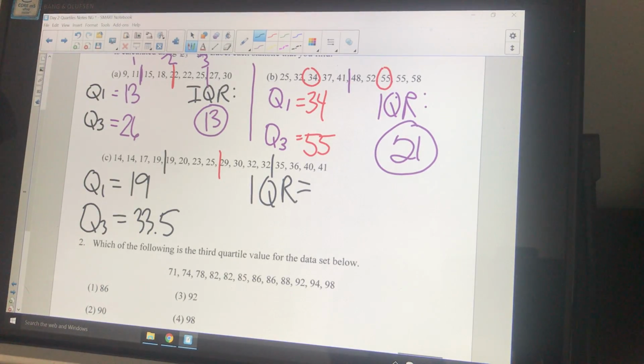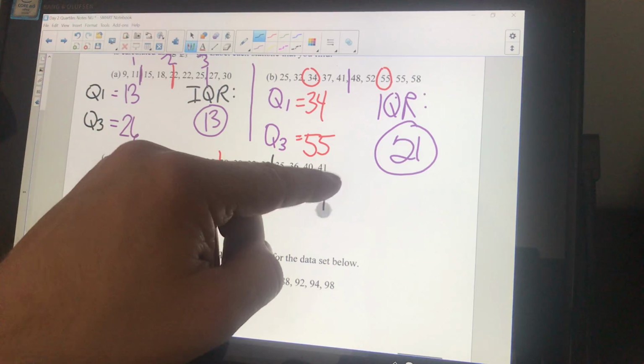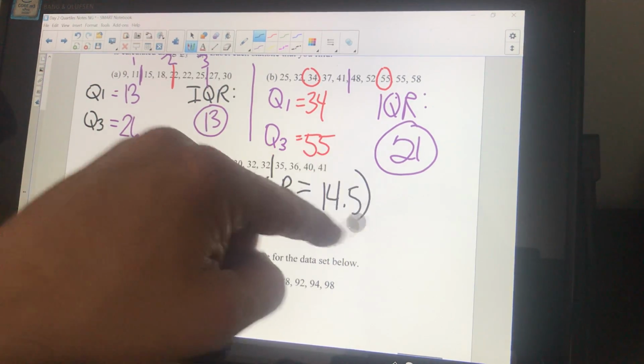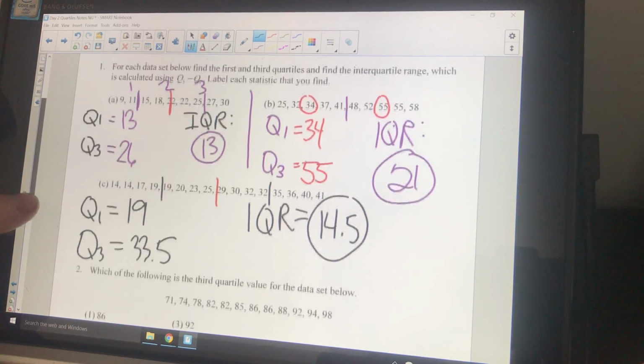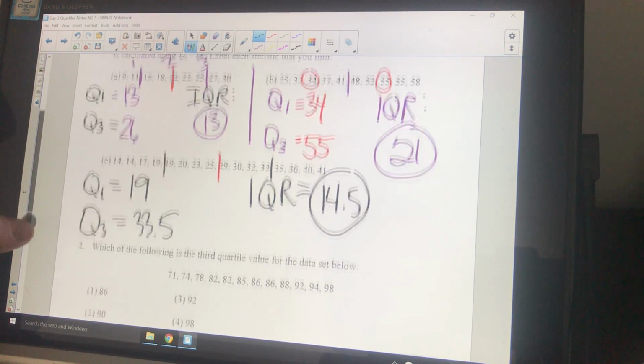I'm going to use my calculator for this one just in case. 33.5 minus 19, the interquartile range is 14.5. Okay? Take a look at those. Tell me what you think, right? Take a look. Hopefully your answers match mine.